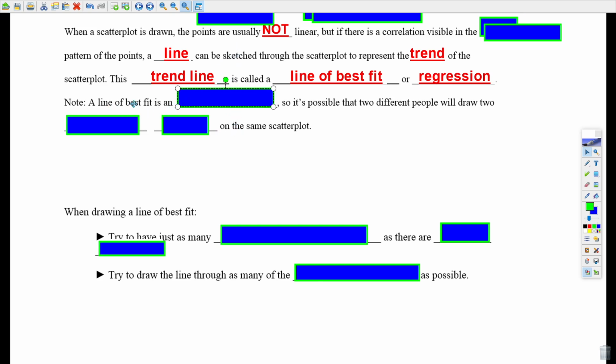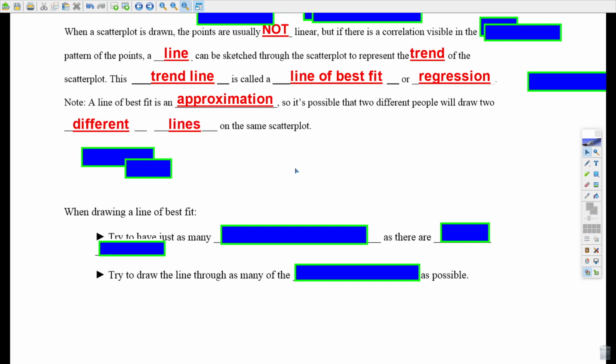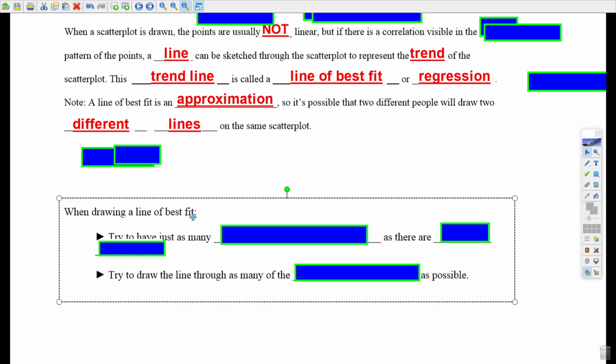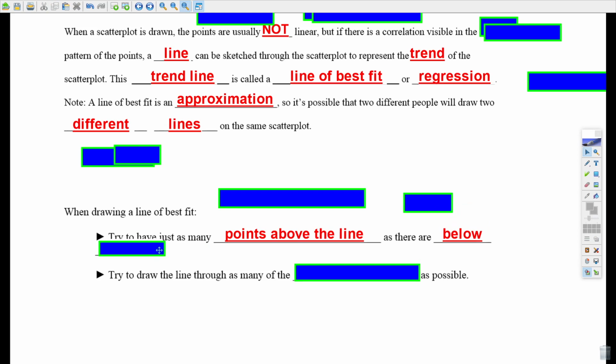And so when we draw a line of best fit, it is just an approximation of drawing a good straight line going through a bunch of points. But some people may not draw the same line as everybody else. So it's very possible that two different people will draw two very different lines on the same scatter plot. In order to avoid this, we're going to try to follow these two rules down here when drawing a line of best fit. We're going to try to have just as many points above the line as there are below the line.